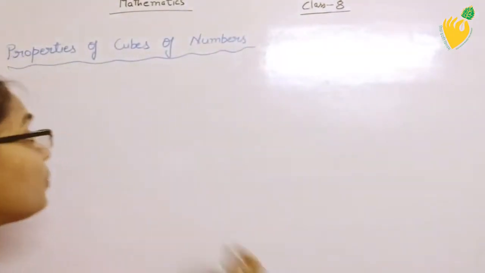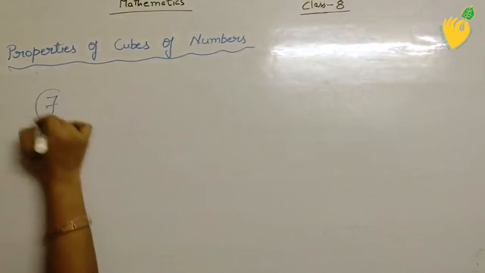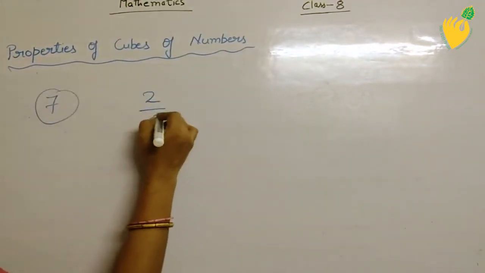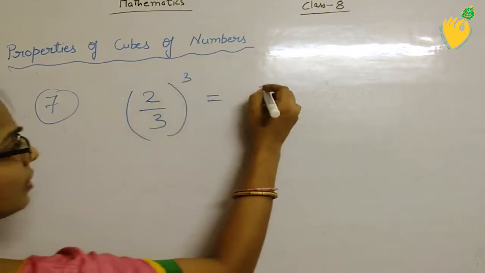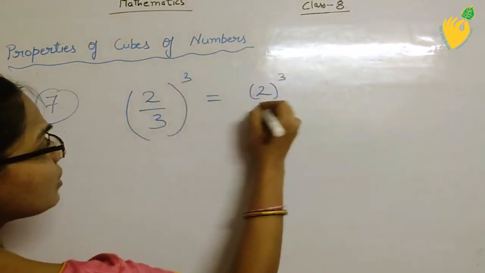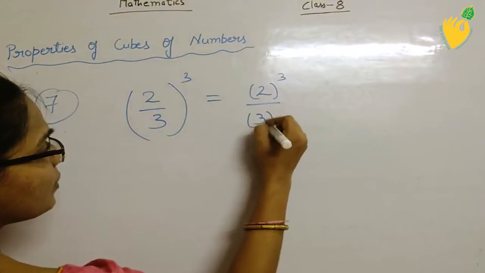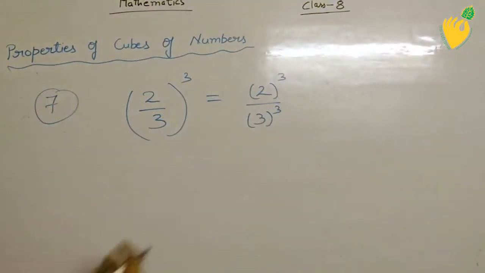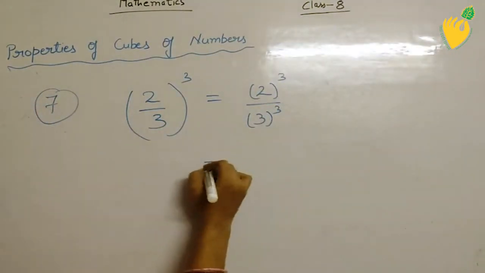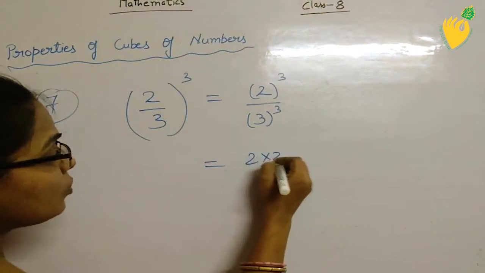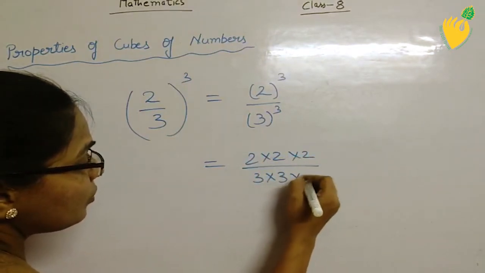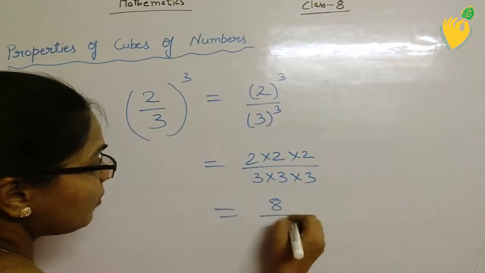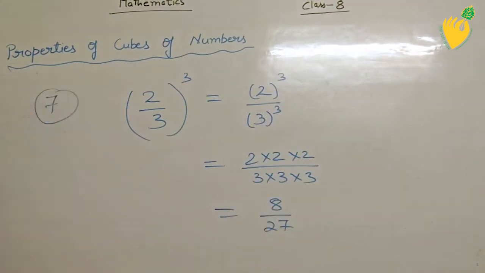Next students, the seventh property of this is, for any rational number, we can separately write the power for the numerator and the power for the denominator. You can simply solve this. If you want to solve this, 2 into 2 into 2 upon 3 into 3 into 3, you will get 8 upon 27.